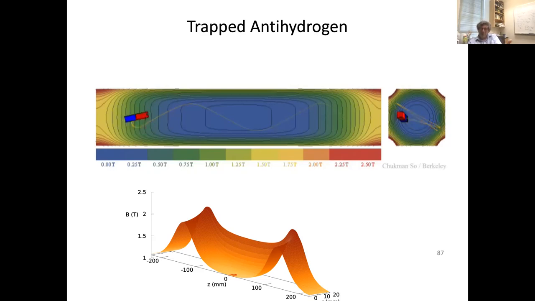The deepest magnetic bowl that we can make is governed by technology, and that's basically setting the energy for trappable antihydrogen. What we'd like to do is make a very, very weak bowl where the thing is barely moving, and then we get to high precision.